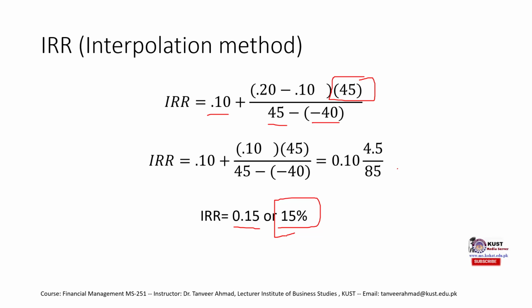So either you use the trial and error method or you use interpolation. They both would give you exactly the same answer. So the decision rule would also be the same. We reject the project where IRR is less than the required rate of return. In this case, IRR is 15%, which is less than our required rate of return of 18%. So we reject this project.